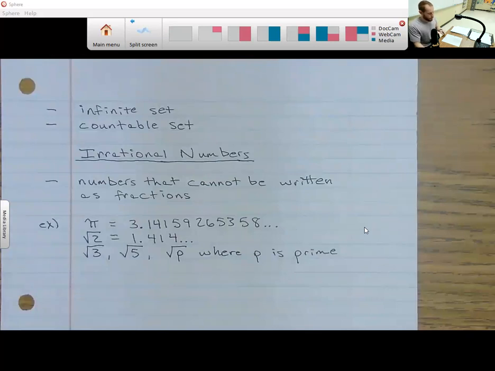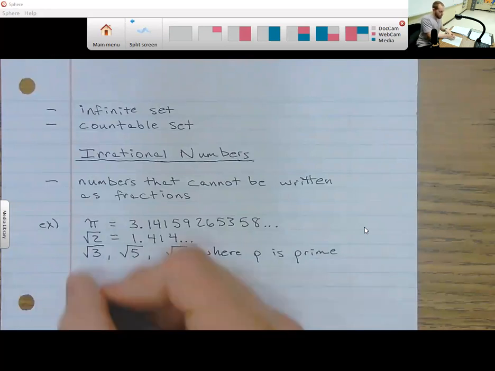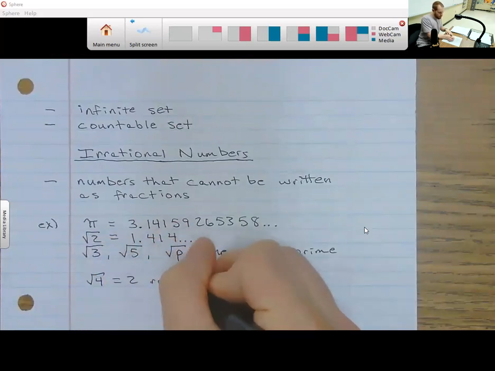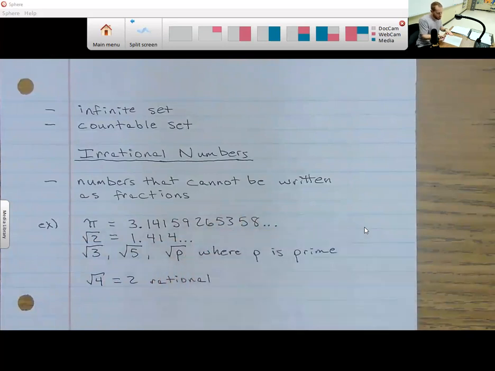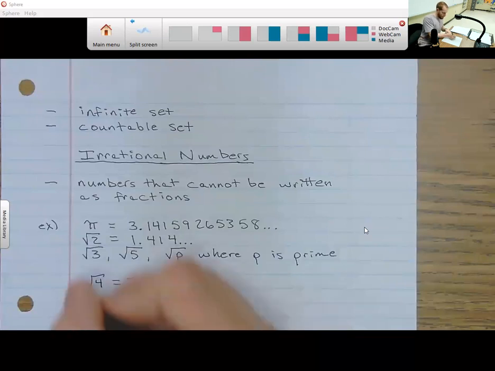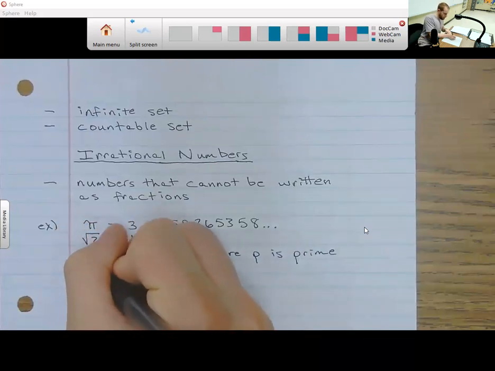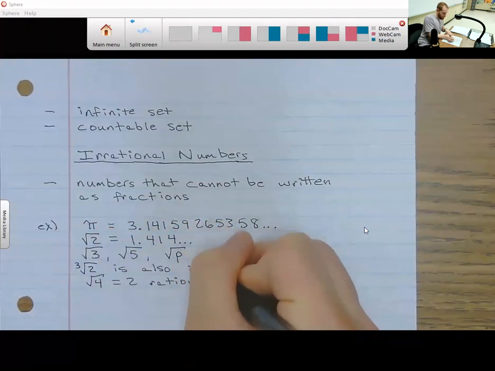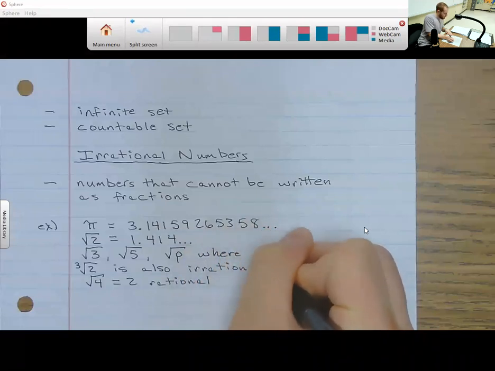Now, what about square root of 4? I skipped that, right? Well, the square root of 4 is actually 2, right? That's rational. So we can't include square root of 4, but square root of 2, square root of 3, square root of 5, all those numbers are irrational. And what's another example of an irrational number? Cube root of 2 is also irrational. So there are a couple examples that we can talk about.